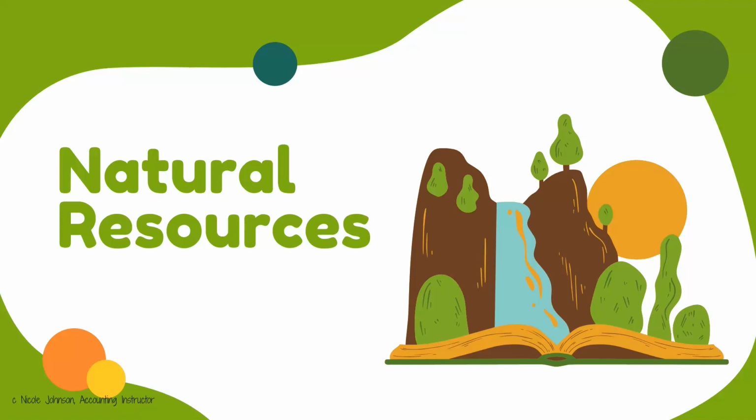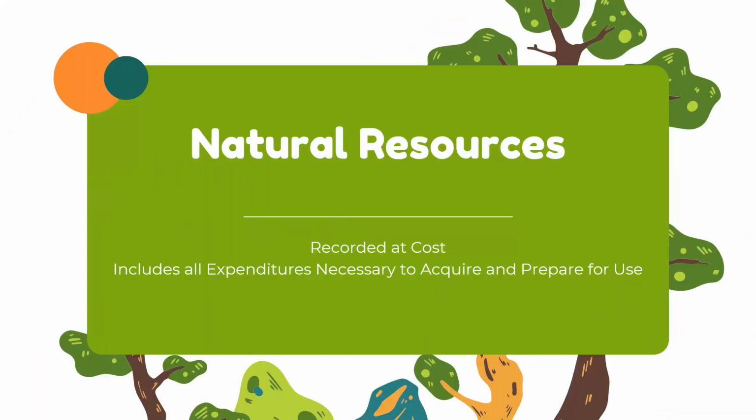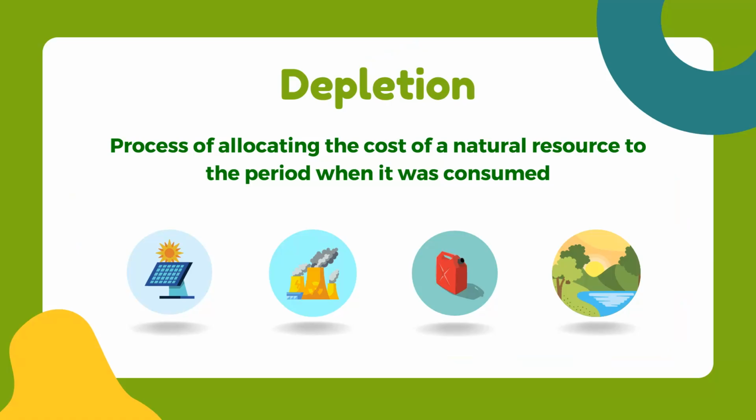Now we're going to take a look at natural resources. Natural resources are an asset. They are recorded at cost, and this includes all expenditures necessary to acquire and prepare them for use. Now, the process of allocating the cost of a natural resource to the period when it was consumed is called depletion. So, similar to other assets, when we have talked in the past about plant assets, we have considered that to be depreciation. When it comes to a natural resource, this is called depletion.